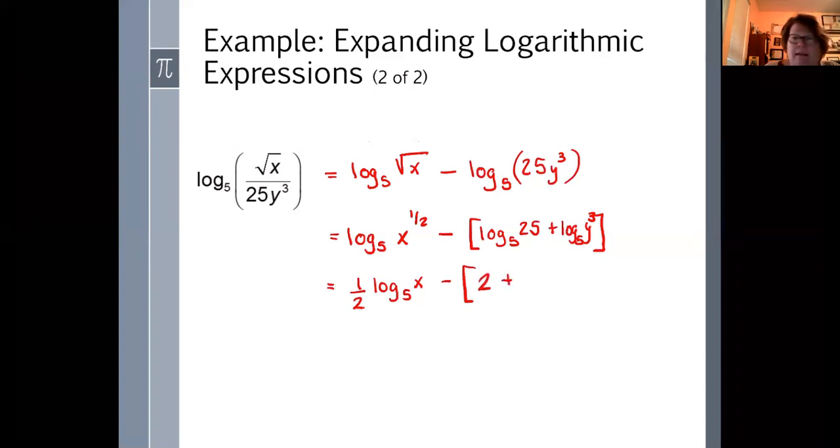And now on that second term inside my brackets, log base 5 of y to the third, I can bring the 3 out. All right, last but not least, I can remove the brackets by distributing the negative across each of the terms inside.